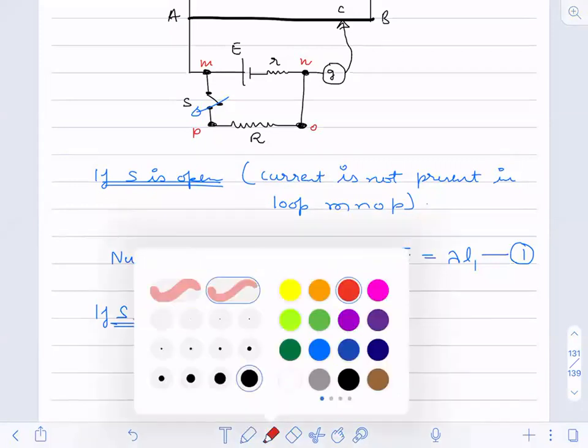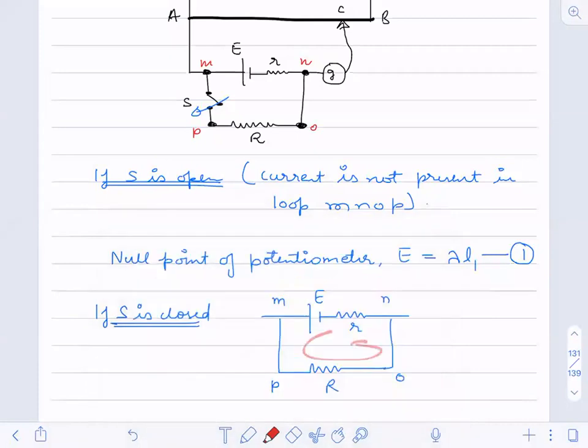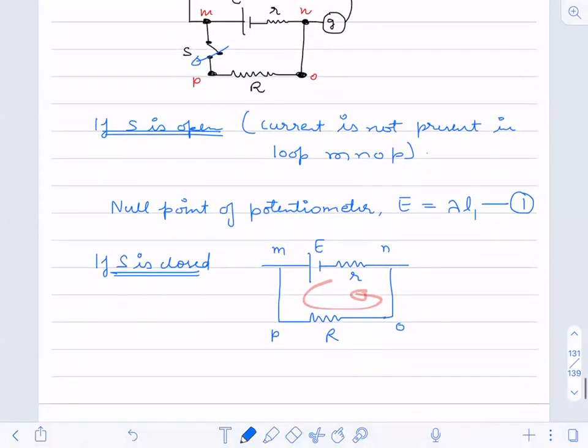And how is this current going to flow? In this direction, in that loop. Now, because you have connected a resistance, there will be a potential drop across MN. If there is a potential drop, I can write E value, sorry, not E2, E only I will write, E value as lambda L2.